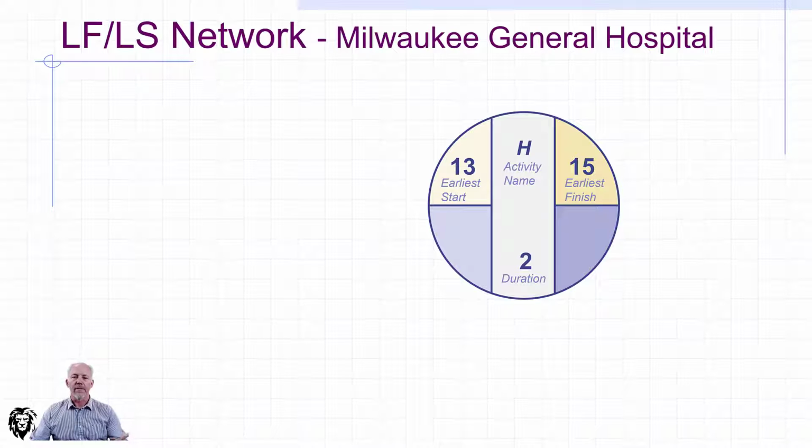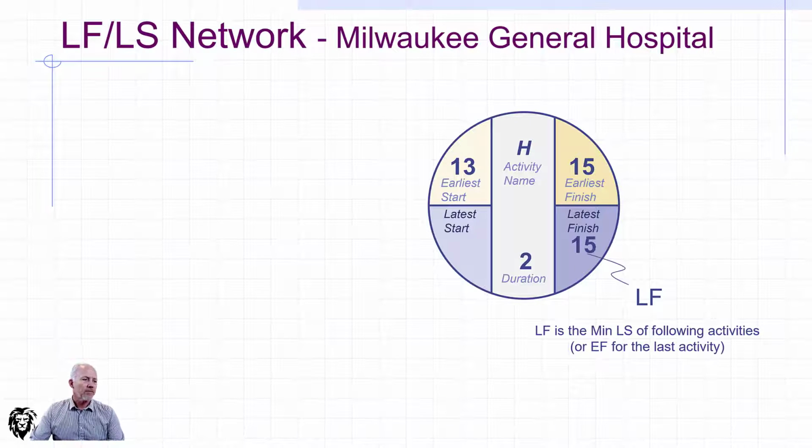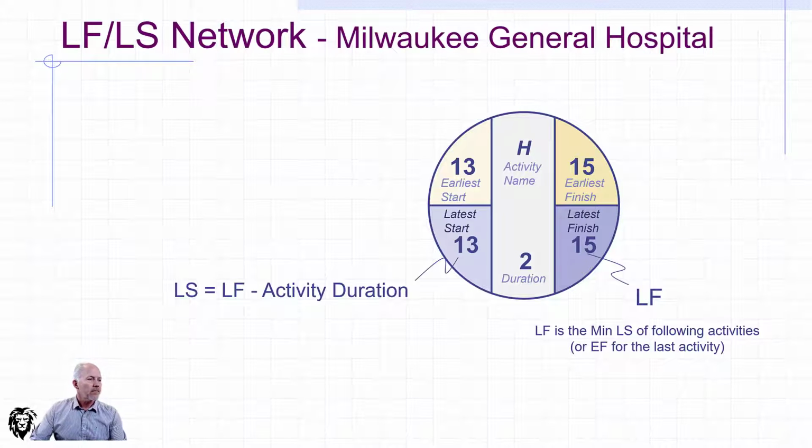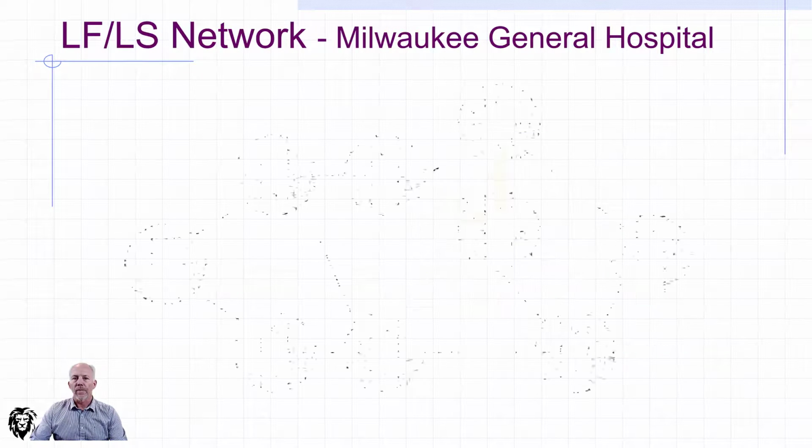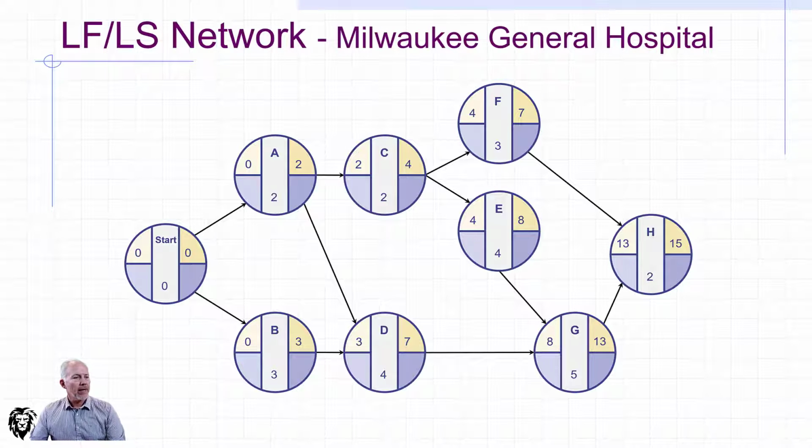So let's take our major node, our finish node. We've already got the earliest finish, and we know that we can bring that down and fill out our latest finish. So the latest finish is the minimum latest start of following activities. There's no following activity, so we just bring down its earliest finish. And then we subtract the duration from it to get its latest start. So let's go back to our network diagram. So here we have our network diagram, and let's fill in H because we've already done that. And now we can start working our way through.